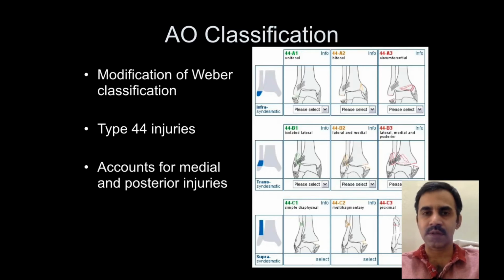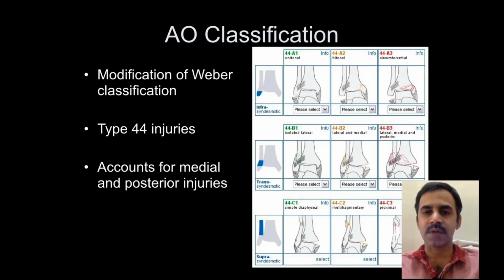And the third classification is, of course, the AO classification. It is a modification of the Weber classification. Type 44 injury accounts for ankle injuries, so you can have 44-A, 44-B, 44-C injury patterns. A means infrasyndesmotic, B means transsyndesmotic, C means suprasyndesmotic. A can again be divided into A1, A2 and A3. Similarly B and C. A1 means unifocal, A2 means bifocal, A3 means circumferential.